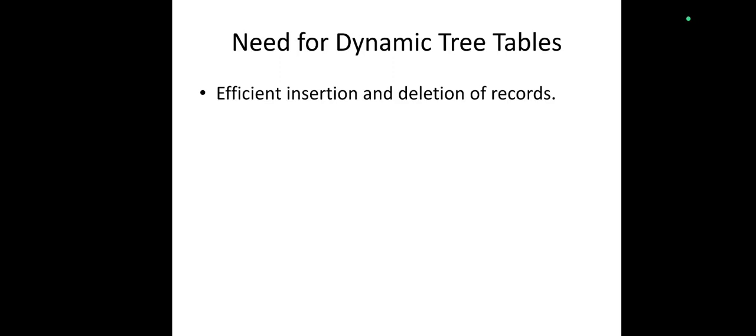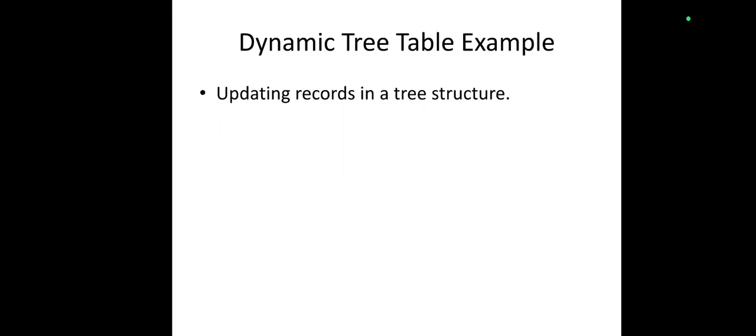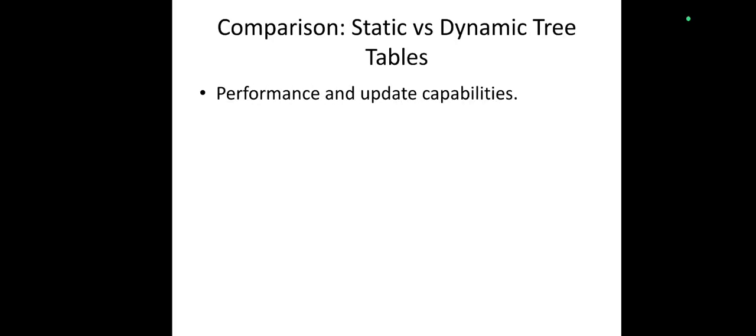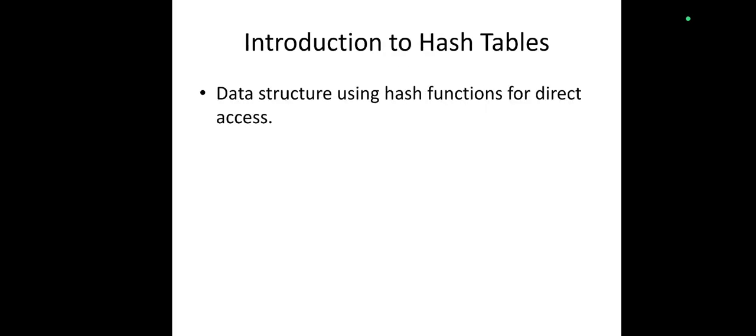Applications: database indexing, file systems, dynamic search structures. Dynamic tree tables are widely used where data changes frequently. Advantages: flexible and adaptable. Comparison: static with dynamic tree tables, performance and update capabilities.